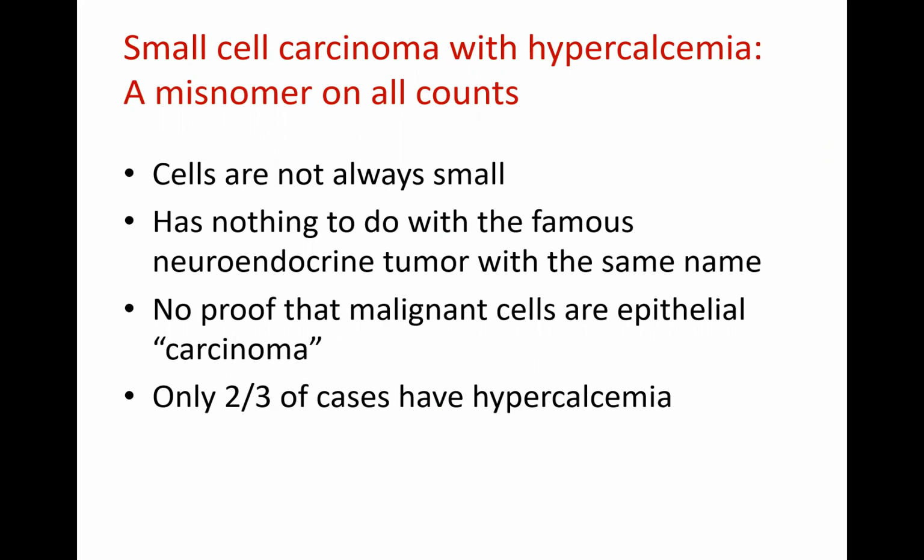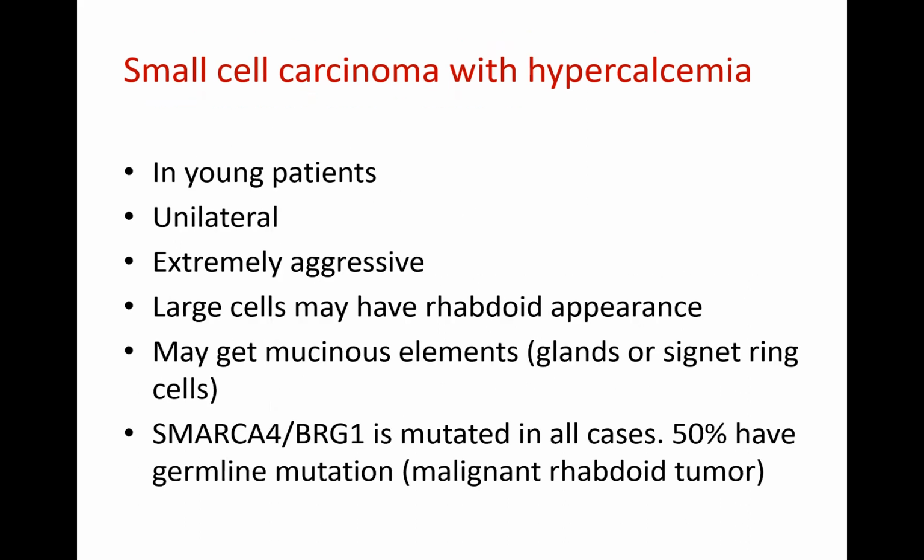So they order synaptophysin and chromogranin. Just because the name is small cell, they say, well, yeah, so that's chromogranin. No. Synaptophysin and chromogranin have no room here in this tumor. Frankly, we don't even think it is a carcinoma because cells might not even be epithelial, and only 1/3 of them will have hypercalcemia. So why do we call it hypercalcemic? I don't know. But you need to know this tumor because it affects young patients.